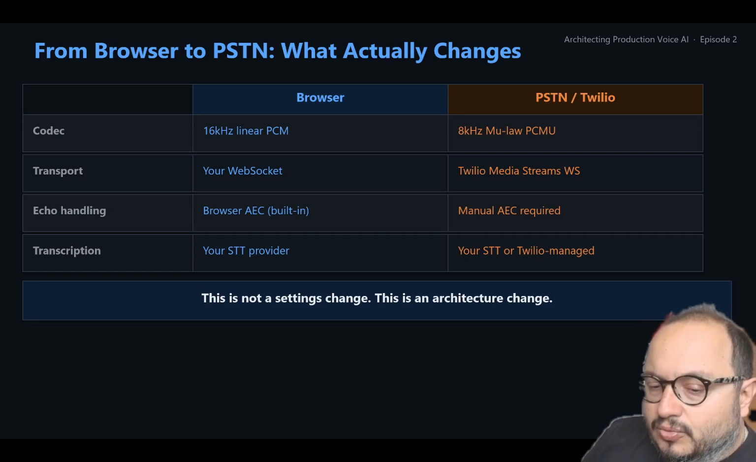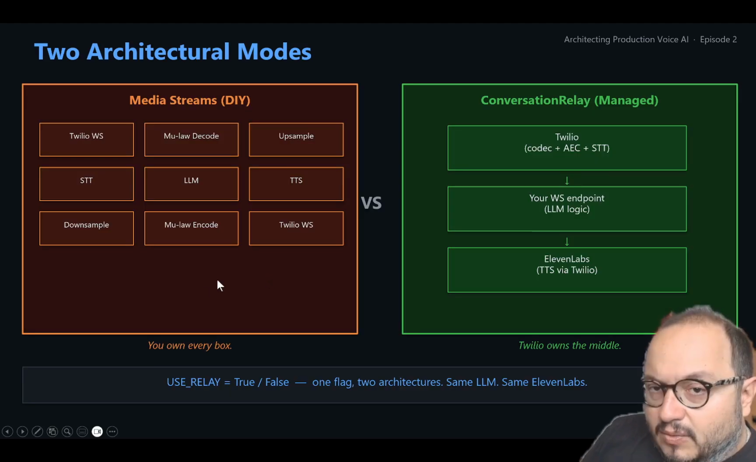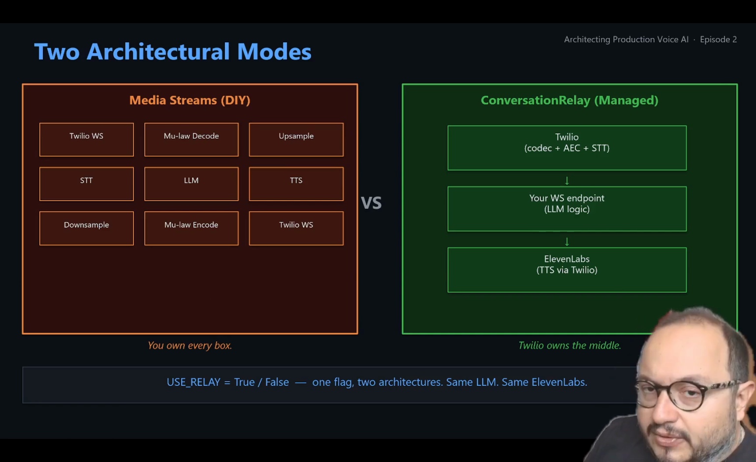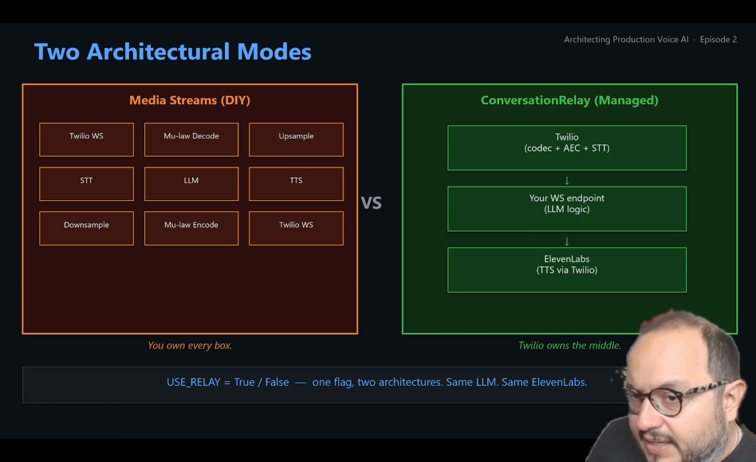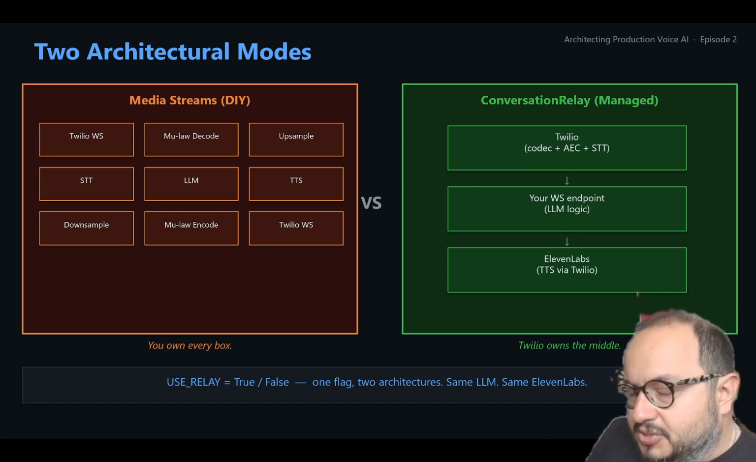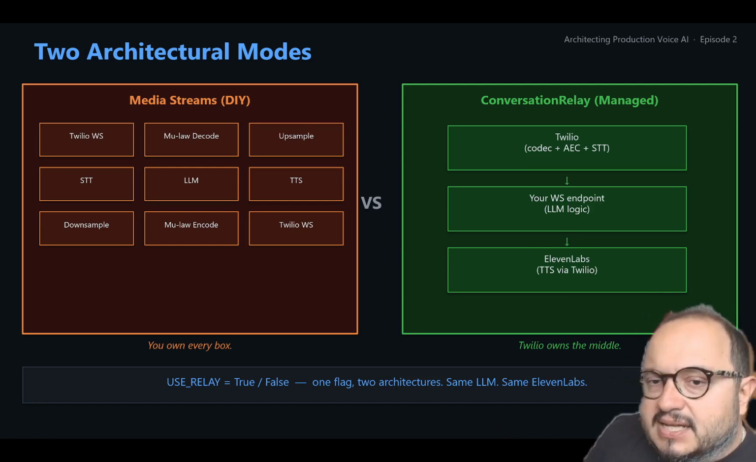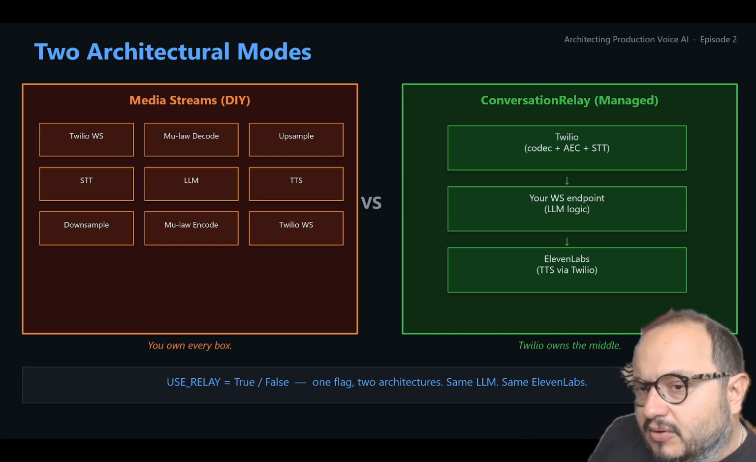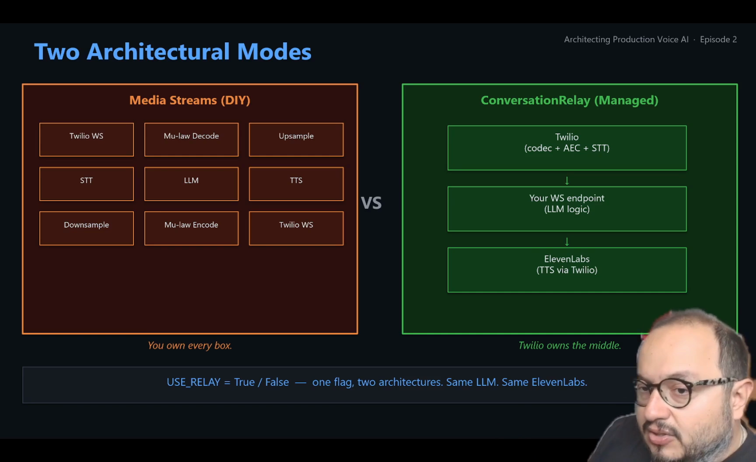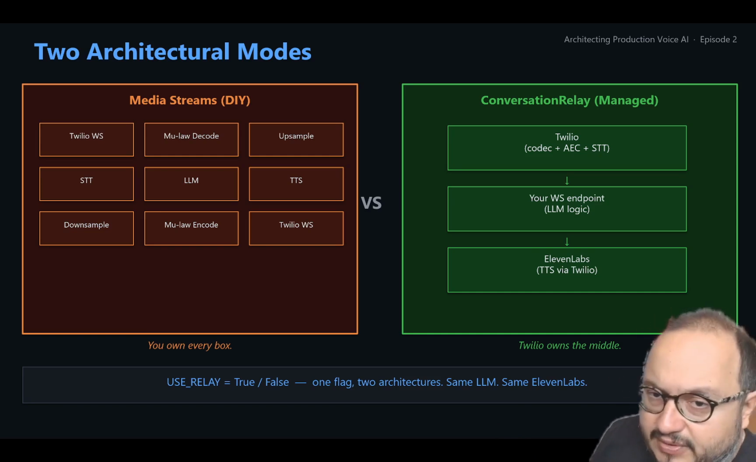Let me show the two architectural paths for handling a Twilio phone call. When you receive a phone call through Twilio, you have two ways to handle the audio. The first is Twilio Media Streams. In this mode, Twilio acts as a raw audio relay. It takes the mu-law audio from the phone call and streams it to your server over a WebSocket connection. Your server receives raw audio frames, processes them however you like, transcription, LLM, TTS, and sends audio back to Twilio, which puts it back on the phone call. You own the entire pipeline. You control everything. You also handle everything: codec conversion, echo cancellation, buffer management, reconnect logic.